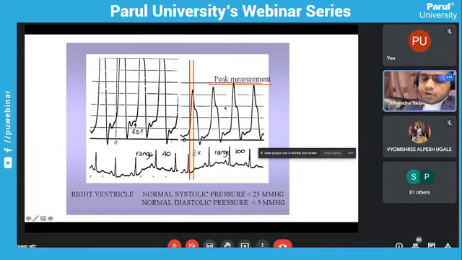But the waveform is similar to the LV waveform. Now this is the systole, this is diastole, and this is the end diastole. There are cases where the end diastolic pressure is important, like patients with constrictive pericarditis and cardiac tamponade, where we diagnose and differentiate between cardiomyopathy and constrictive pericarditis.